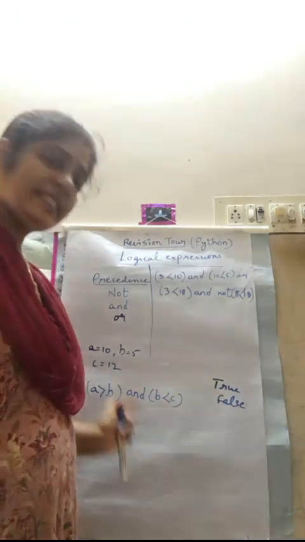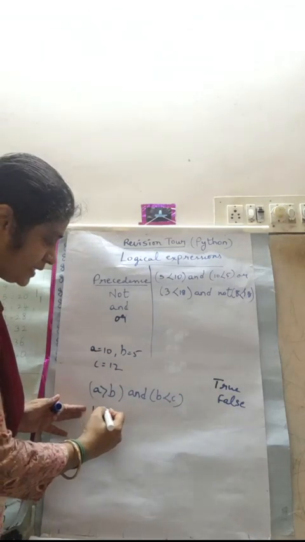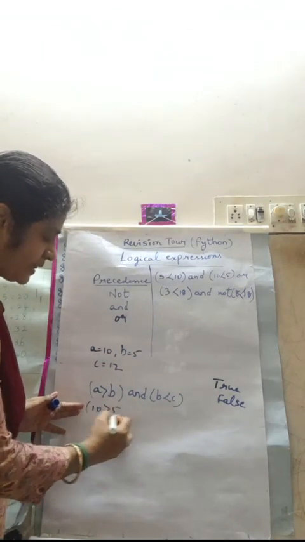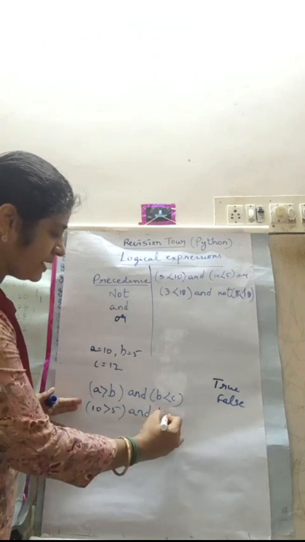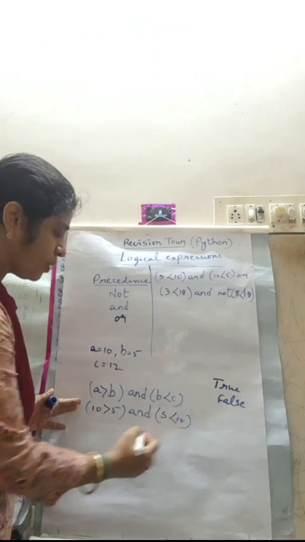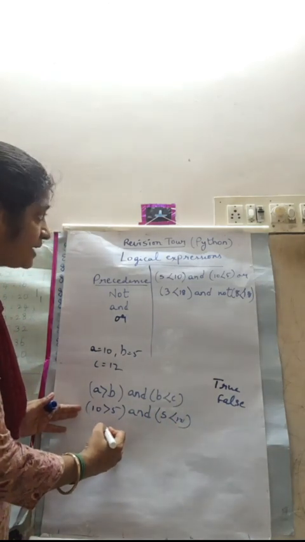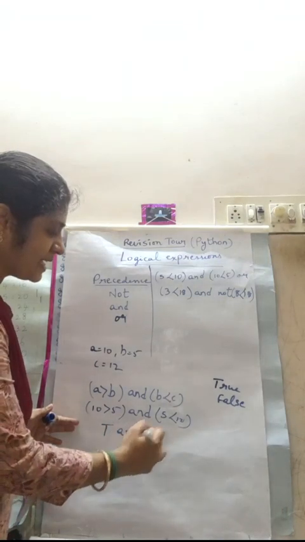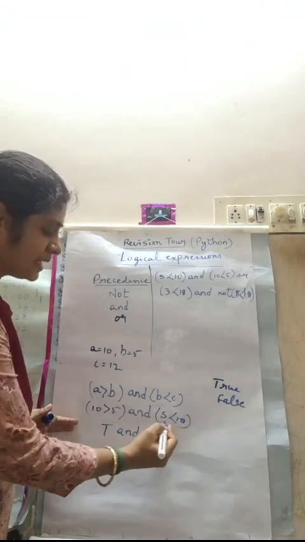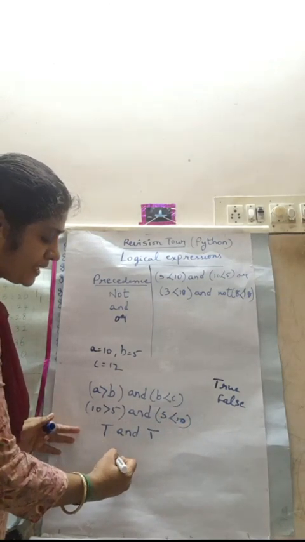Now let us see this example. Now I substitute the values. I write 10 is greater than 5, and 5 is less than 12. So what will be the output? 10 is greater than 5. Yes, it is true. And then 5 is less than 12. Yes, it is true. So true and true, you will get the answer as true.